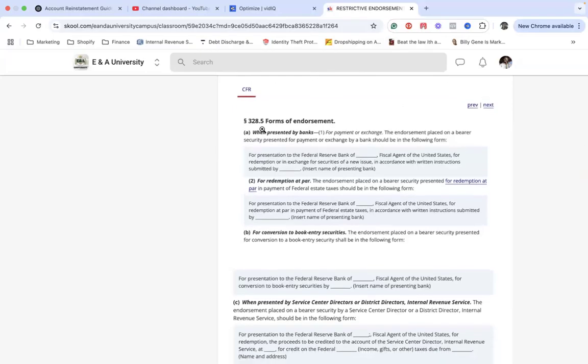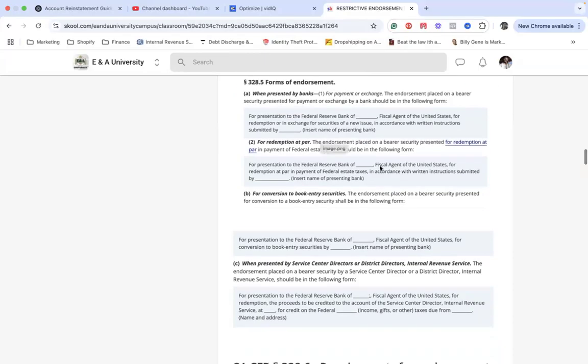It's right here. They're telling us, for when presented by banks for payment or exchange, the endorsement placed on the bearer security presented for payment or exchange by a bank should be in the following form. So when I was telling you that this is for payment or exchange, by bank, payment or exchange, this is the one that we're using in order for us to redeem. This is a redemption. This is the redemption one.